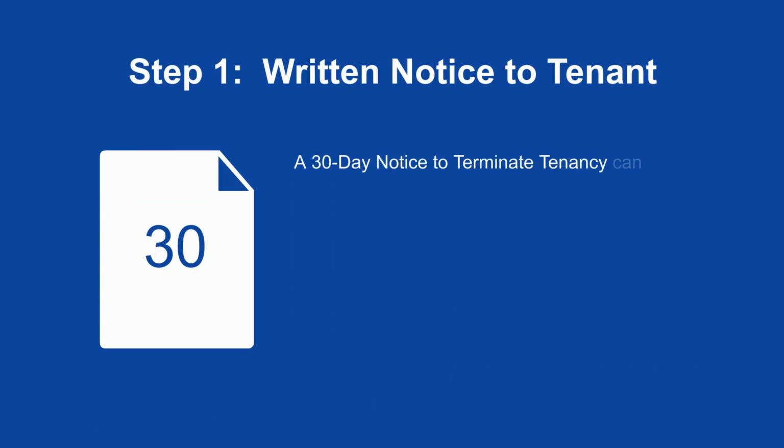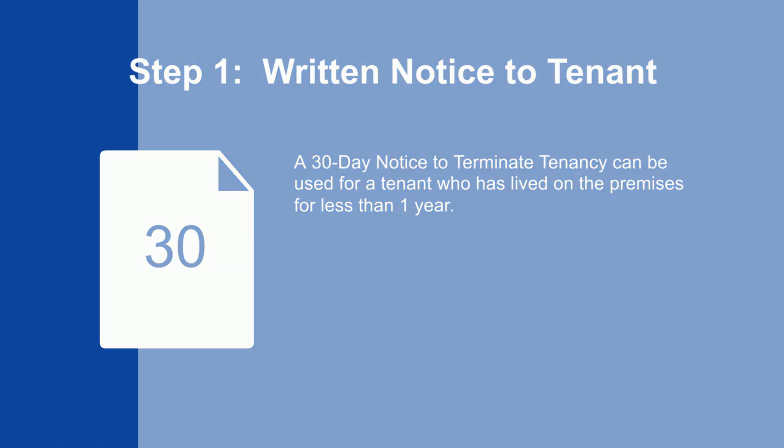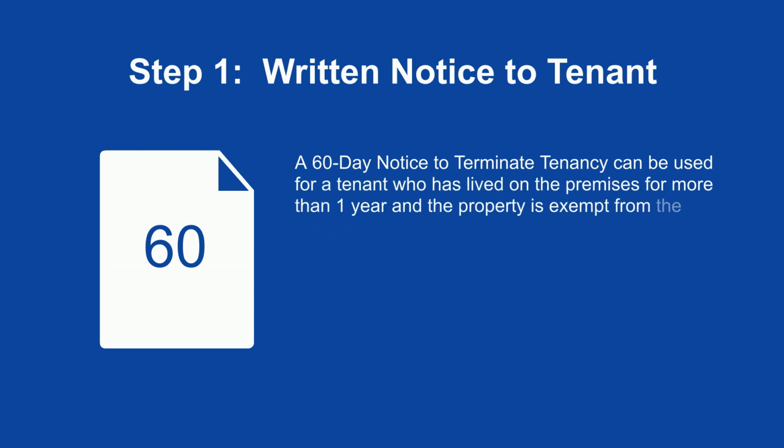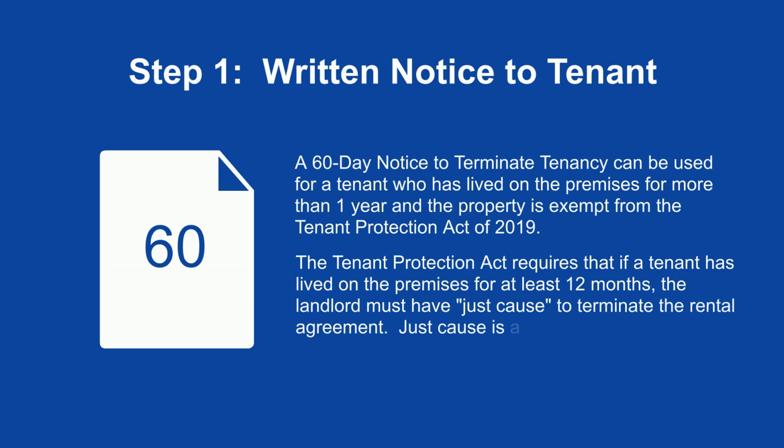A 30-day notice to terminate tenancy can be used for a tenant who has lived on premises for less than 1 year. A 60-day notice to terminate tenancy can be used for a tenant who has lived on the premises for more than 1 year and the property is exempt from the Tenant Protection Act of 2019. The Tenant Protection Act requires that if a tenant has lived in the rental property for at least 12 months, the landlord must have just cause to terminate the rental agreement.